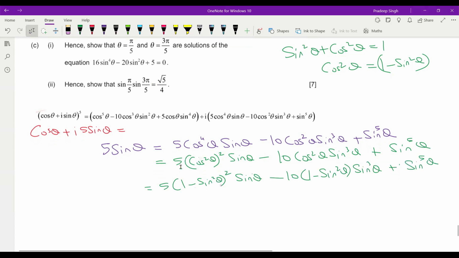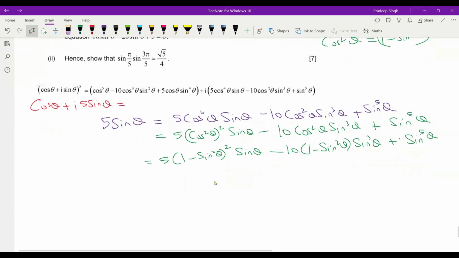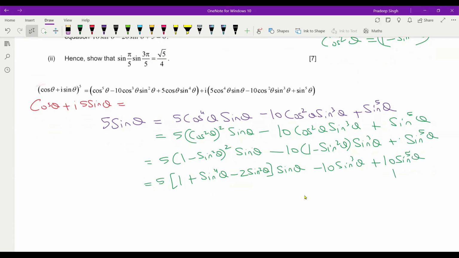Now this can be expanded by the (a minus b) whole squared formula, which is a^2 plus b^2 minus 2ab. So in the bracket, we will write 1 plus sin^4 theta minus 2 sin^2 theta. In front of the bracket, we have a sin theta. In the middle term, let's multiply the 10 and sin^3 theta with this bracket. So eventually we will get minus 10 sin^3 theta plus 10 sin^5 theta, and at the end we have sin^5 theta.